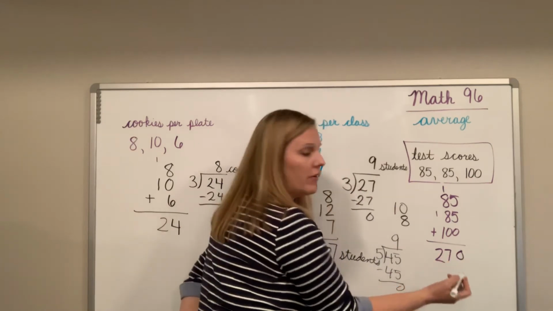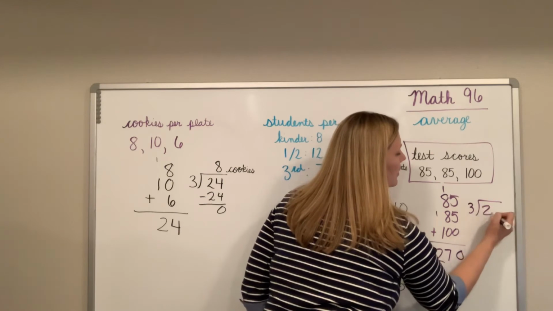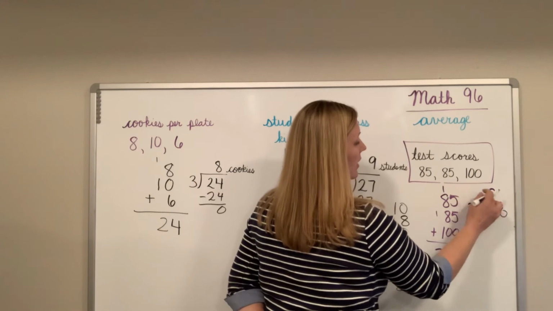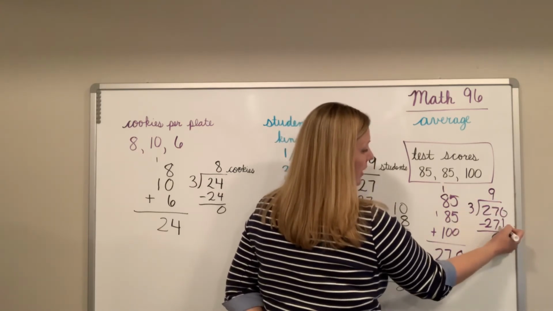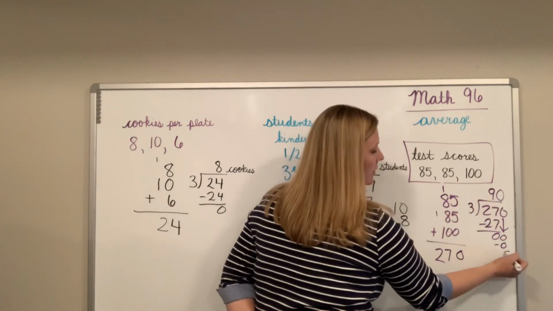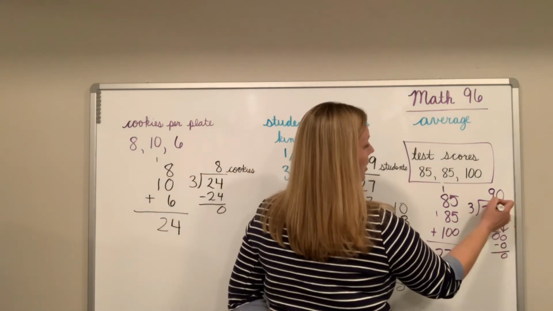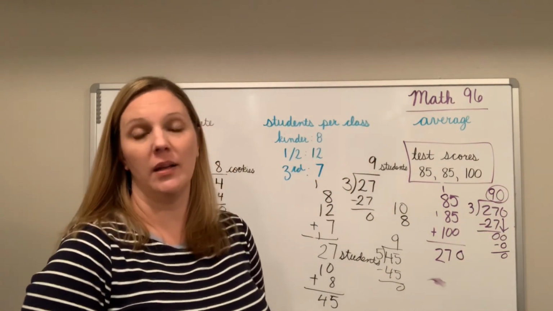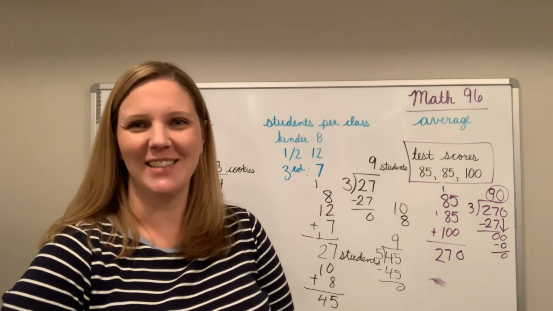Can you see that very well? We'll do it here. 270 divided by 3. 2 divided by 3 can't do it. But I can do 27 divided by 3, which is 9. 9 times 3 is 27. Subtract. There's another 0 to bring down. 0 divided by 3 is 0. And then I multiply. 0 times 3 is 0. Subtract. Get a 0. Nothing to bring down. No remainder. So the average test score was a 90. If you got 90, that's correct. And you'll get to do some averaging on your math lesson 96 today. Have fun with that.